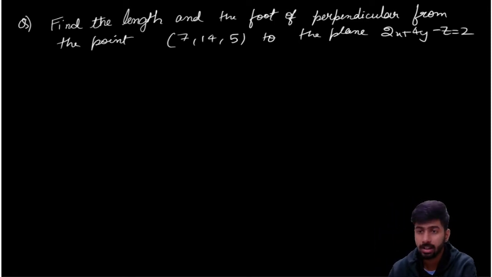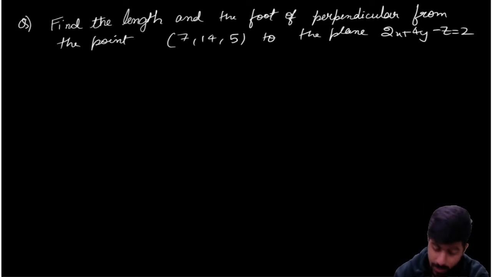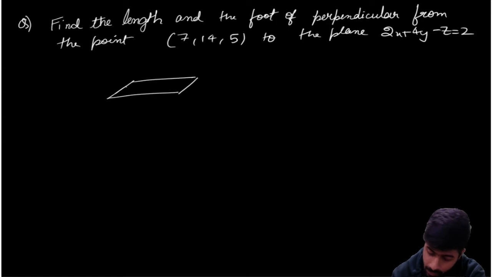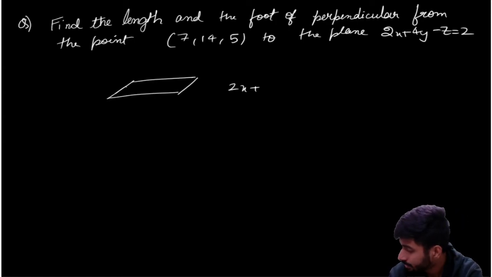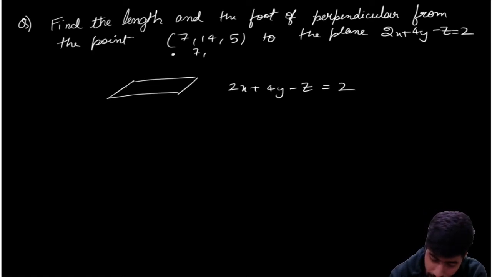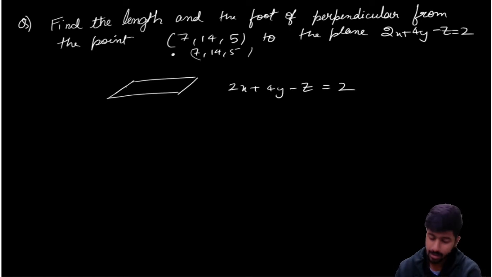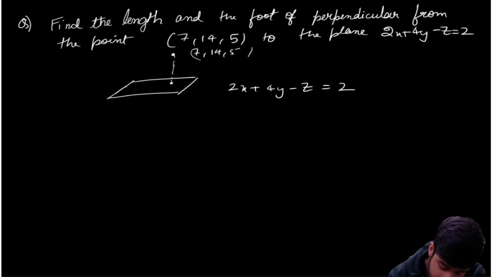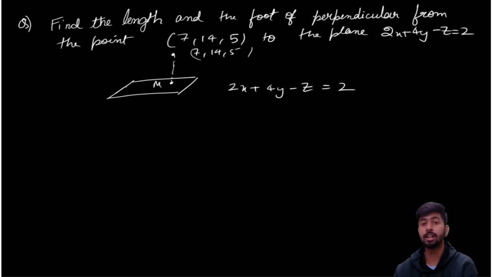Right. So let's draw the diagram for a proper understanding. You have a plane whose equation is 2x plus 4y minus z is equals to 2. You have a point which is 7, 14, 5. You need to find the foot of the perpendicular M. You need to find out the coordinates of this point M, and also you need to find this distance, right? That essentially is the problem.